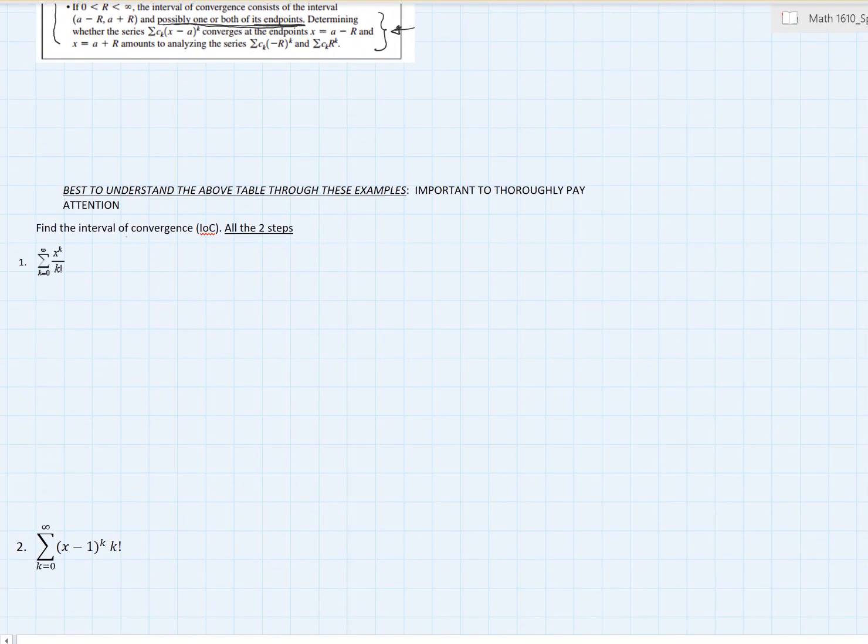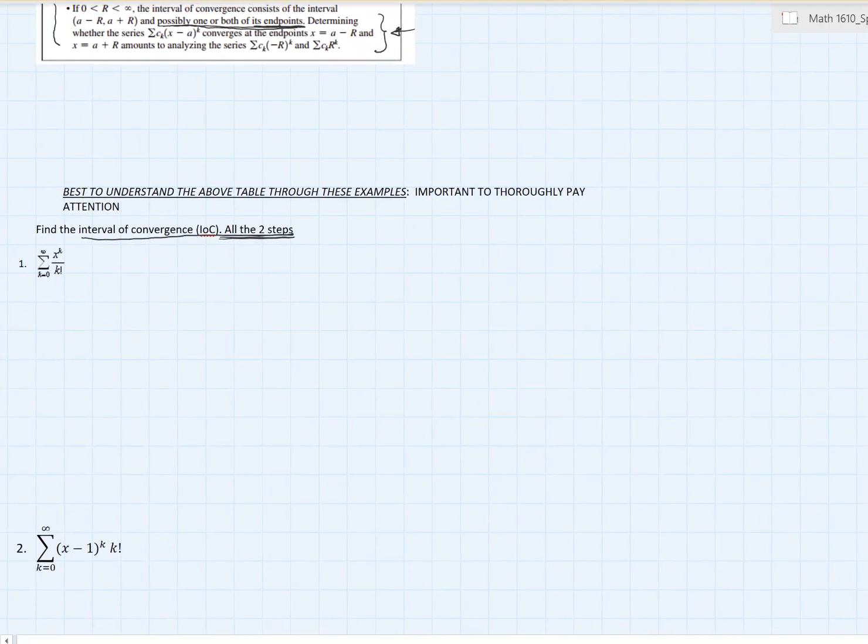So what we are going to do is find the interval of convergence and all the steps, all the two steps. So let's start with the first one. So we're going to use the ratio test. Now notice that the geometric series approach is not going to work here because we have k factorial, and geometric series works very rarely, so we should straight away usually go for the ratio test. So in the ratio test, the first thing is to find this ratio.